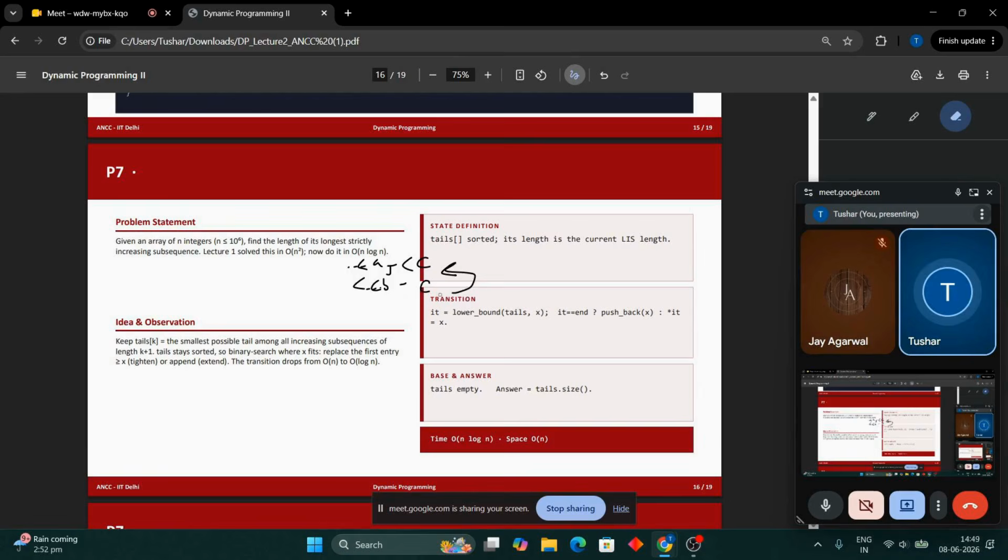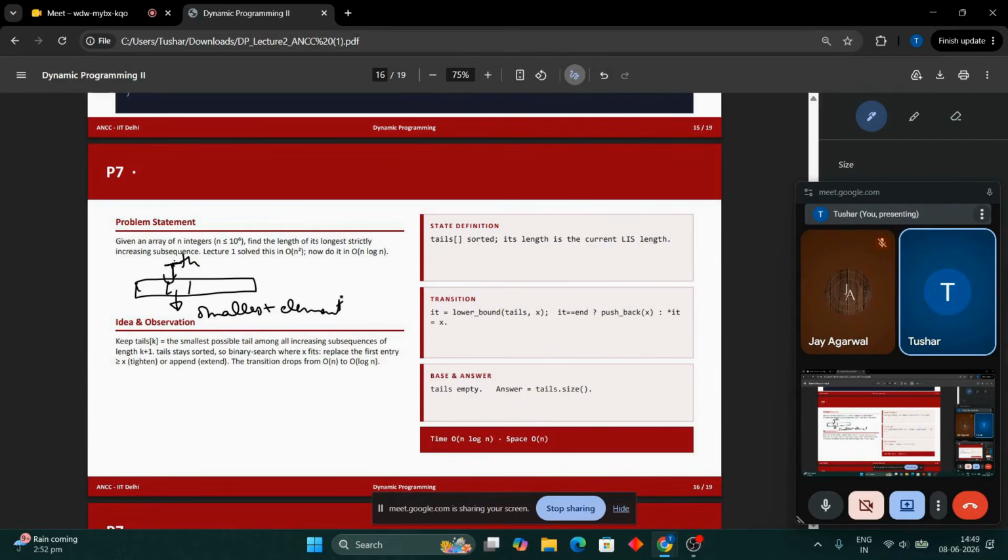Why do I have this idea? The main property is that if I have a vector, an array in which at the jth index I'm storing the smallest element, which can be the last element of a strictly increasing sequence of length j, then the claim is that this array will be non-decreasing.